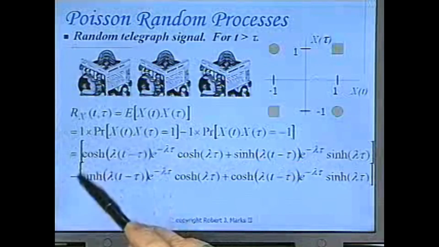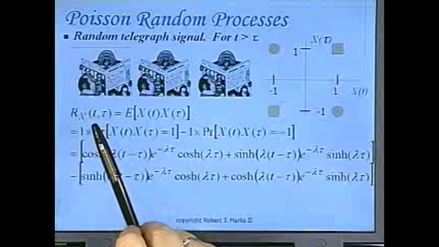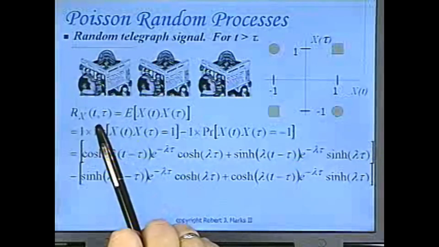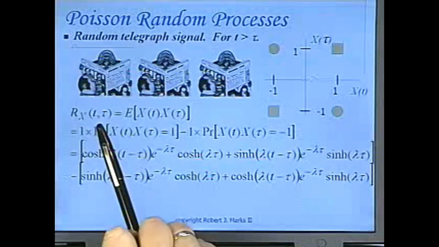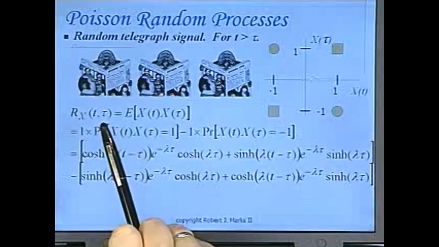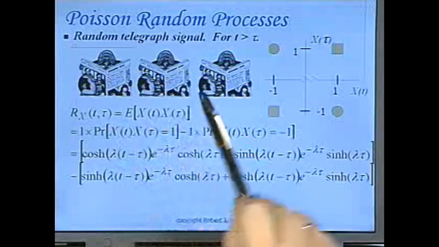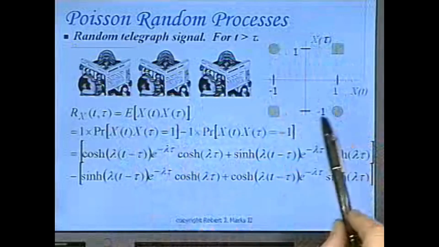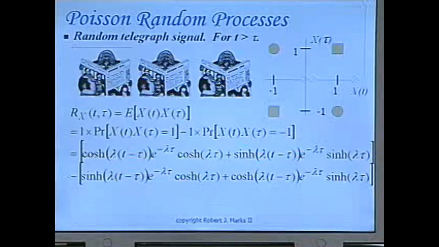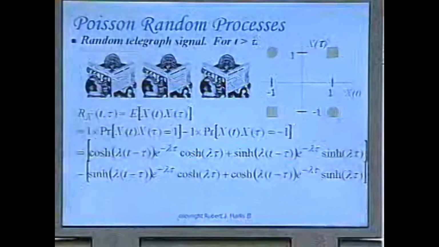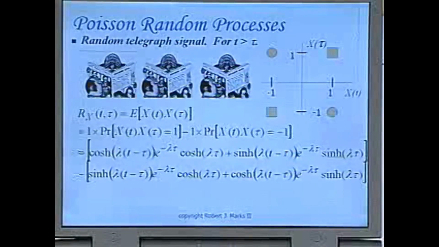So we have R sub x, which is the autocorrelation. Remember what we're talking about? Telegraph signal? Remember that? It's equal to the expected value of x of t times x of tau. We have all of these expressions in place, so it's simply a matter of evaluating a typical expected value. It's the probability times the value, the summation of those terms.